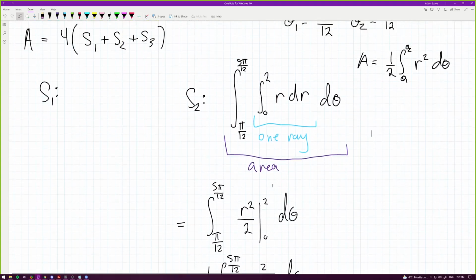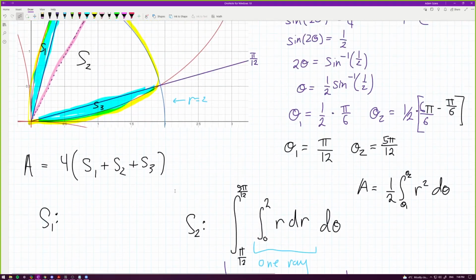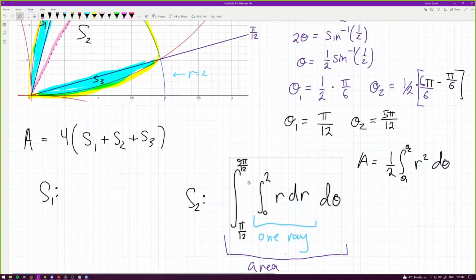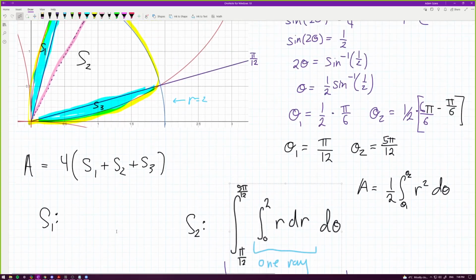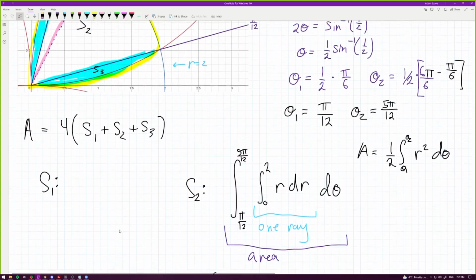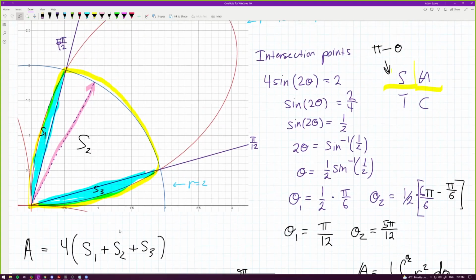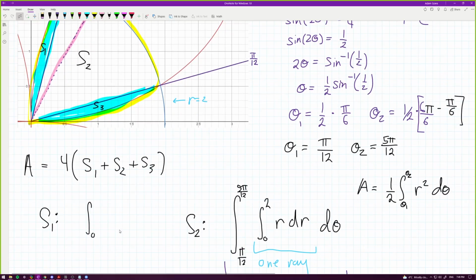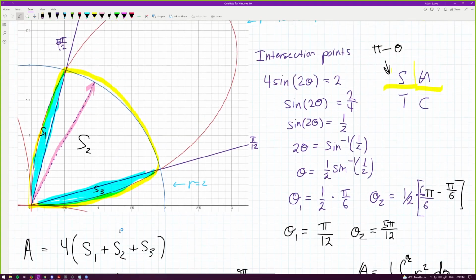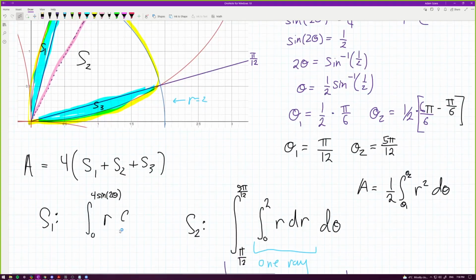Okay, great. So that's S2. The reason I just did S2 first is because this is a lot easier to explain with S2 than it is with S1. So with S1, we want to do something similar, right? We want to create a ray. Well, so the ray is the integral from 0 to our outer function, our outer bound there. Our outer bound is 4 sine 2 theta, right? That's our outer bound, 4 sine 2 theta of r dr.